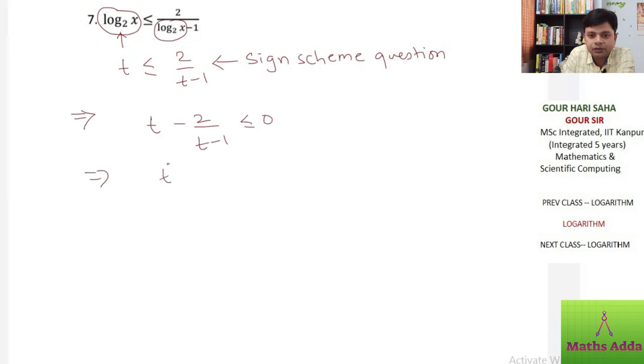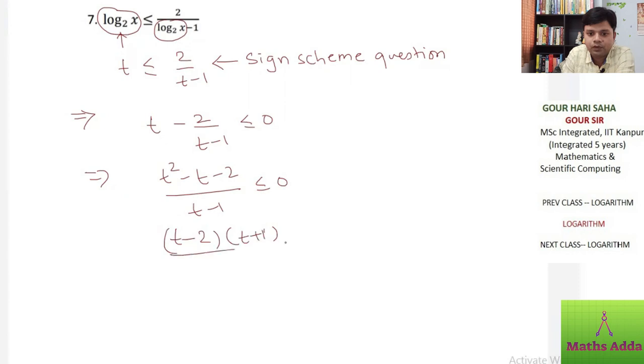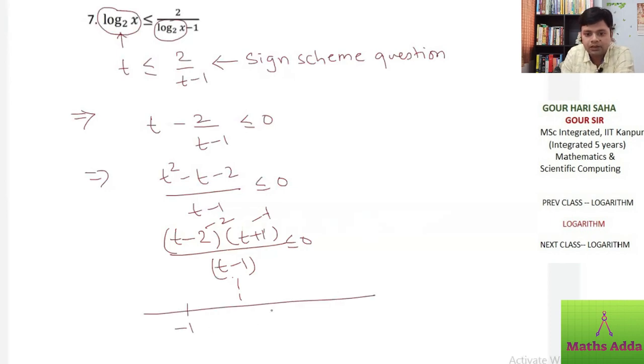Simplify it. We are doing sign scheme, so (t minus 2)(t plus 1) divided by (t minus 1) is less than or equal to 0. Critical points are 2, minus 1, and 1. So number line: minus 1, 1 and 2.